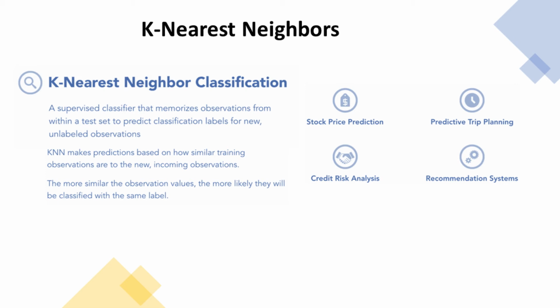K-nearest neighbor works by memorizing observations within a labeled test set to predict classification labels for incoming unlabeled observations. The algorithm makes predictions based on how similar training observations are to the new incoming observations. The more similar the observations' values, the more likely they will be classified with the same label. Popular use cases of k-nearest neighbor include stock price prediction, credit risk analysis, predictive trip planning, and recommendation systems.